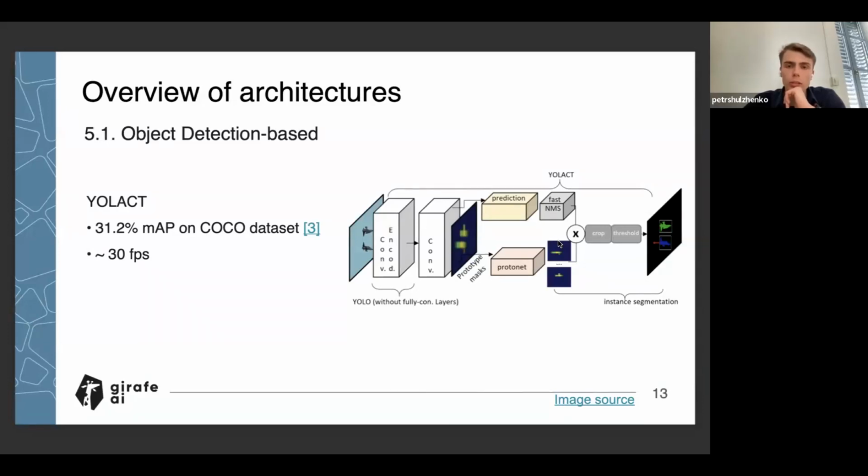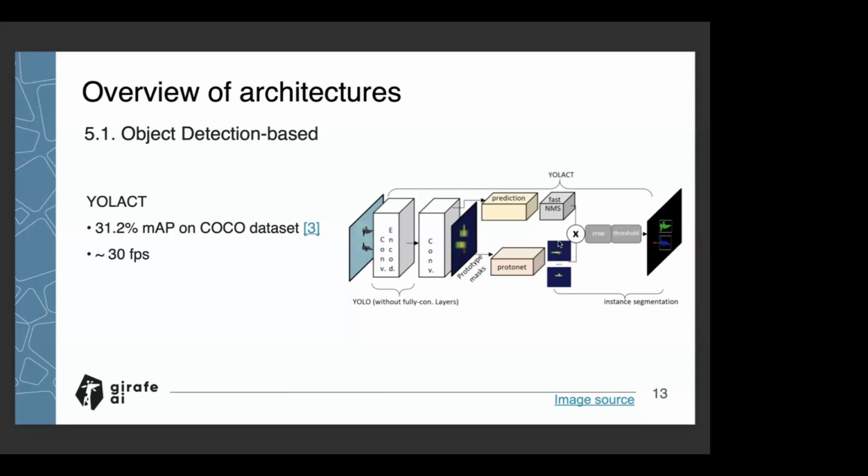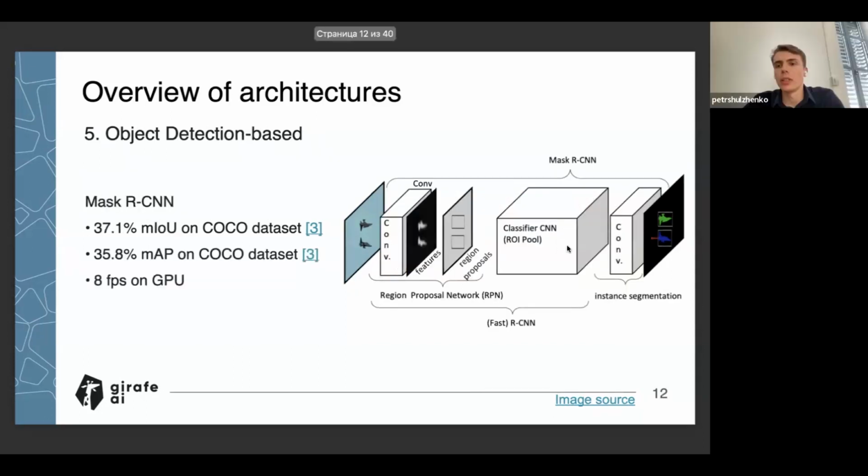You are right. It's just like this. You have firstly your detector, and then you just add a segmentation head. So, for example, here you have your Faster R-CNN, and then you just add several convolution layers to perform instance segmentation. So yeah, it's like that.